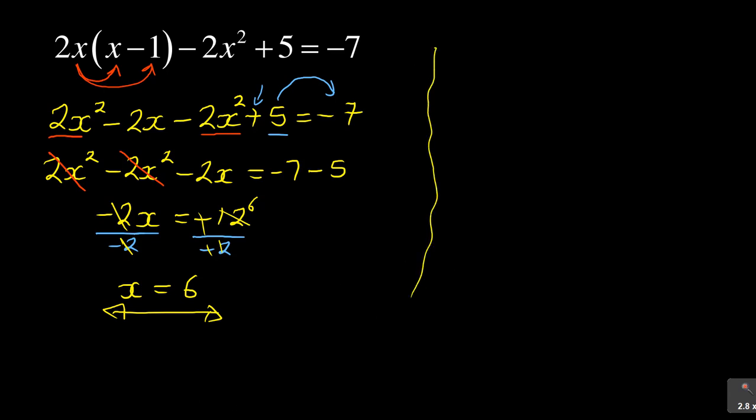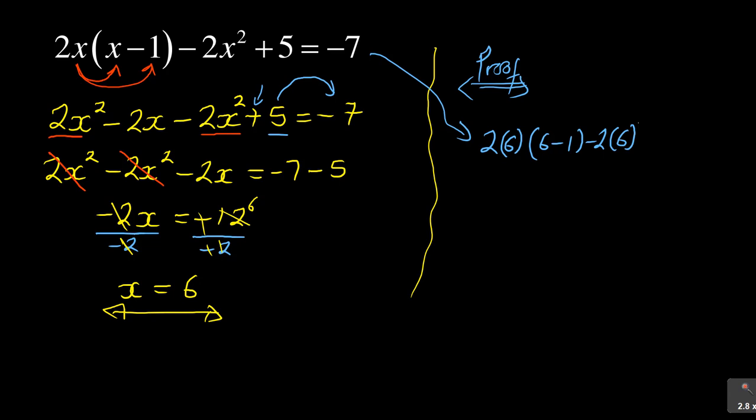Now, how do you usually prove it? Such equations, you can check if your answer is correct by substituting into the original. Where there is x, you put your 6. So you're saying 2 into 6, because that's the value we get, and 6 minus 1, minus 2 into 6 squared plus 5, and then let us see what it will give us. In actual fact, it must give us minus 7.